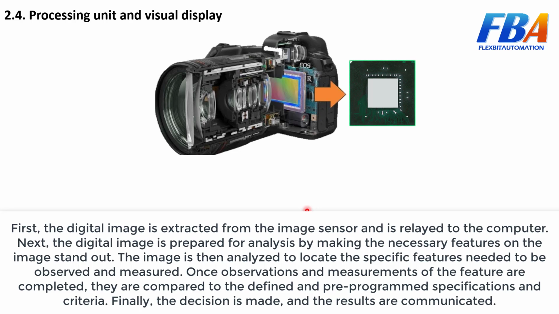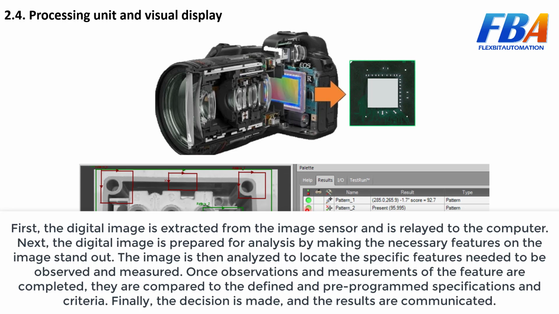Next, the digital image is prepared for analysis by making the necessary features on the image stand out. The image is then analyzed to locate the specific features to be observed and measured. Once observations and measurements of the features are completed, they are compared to the defined and pre-programmed specifications and criteria. Finally, the decision is made, and the results are communicated.